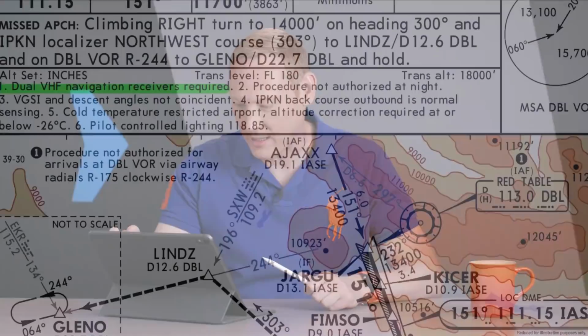So typically what we'd want in this procedure is to have the front course localizer in nav 1 and the back course missed approach localizer in nav 2. Before you start the procedure, you'd want to make sure that both of those were correctly tuned and identified, because if you need that missed approach, you're going to need it quickly. Okay, let's go back to the iPad.